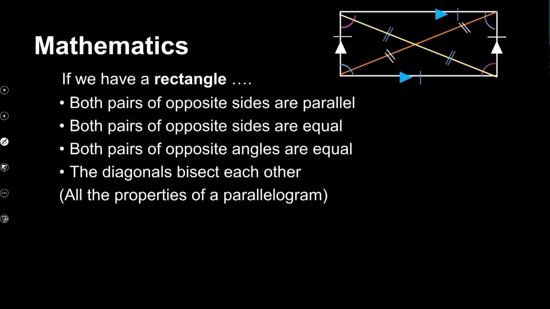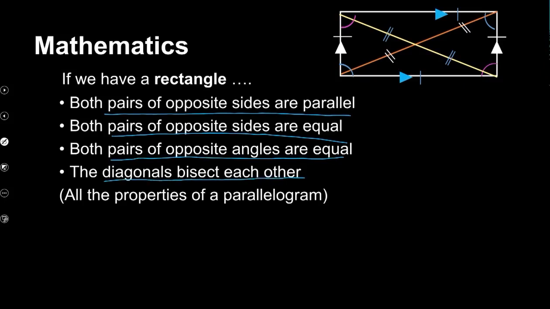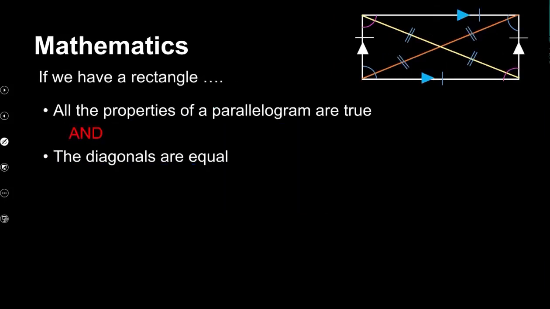If we have a rectangle, we know that both pairs of opposite sides are parallel, both pairs of opposite sides are equal, both pairs of opposite angles are equal, and lastly, the diagonals also bisect each other. But the very interesting thing is all of these properties I've listed here are properties of a parallelogram. So what does that tell us? It tells us that a rectangle has all the properties of a parallelogram being true.